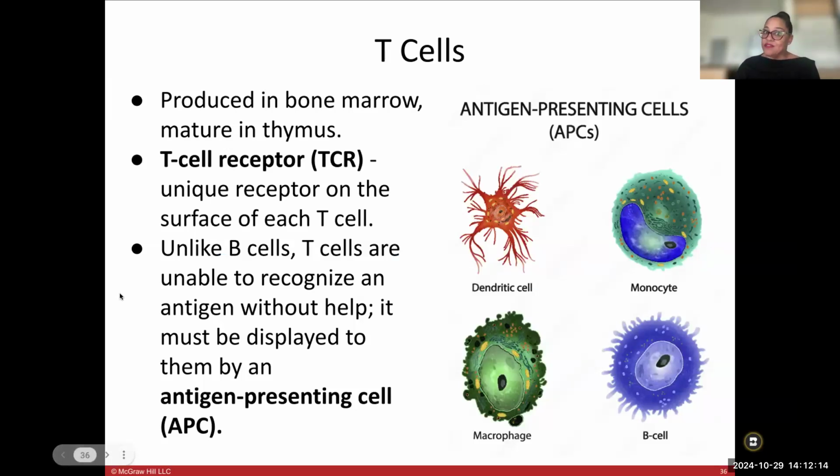Now we are on to T cells, produced in the bone marrow, mature in the thymus. T cell receptors are unique receptors on the surface of each T cell. Unlike B cells, T cells are unable to recognize an antigen without help. It must be displayed to them by an antigen-presenting cell. That's what the B cells do. They ingest the antigen, they take a piece of it, and then they display it on their surface, so then the T cell can recognize it.